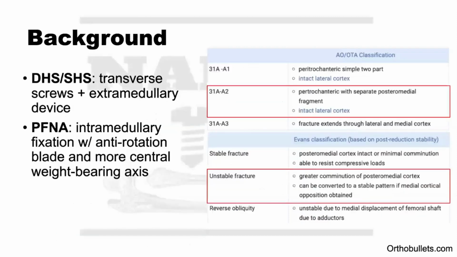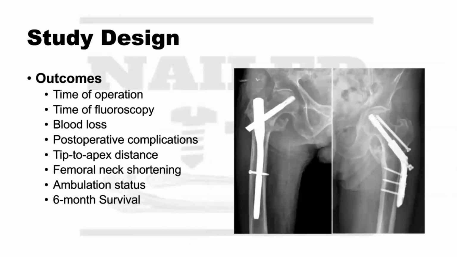In terms of the outcomes that they looked at, their primary outcomes at time of surgery were operative time, fluoroscopic time, and the amount of blood loss. But some of their secondary outcomes were tip to apex distance that they measured at postoperative day 1 and 6 months postoperative. And then they also looked at ambulation status, survival, and femoral neck shortening at 6 months follow-up.